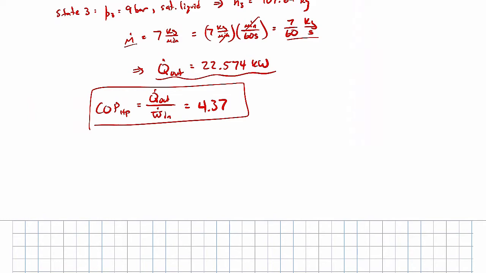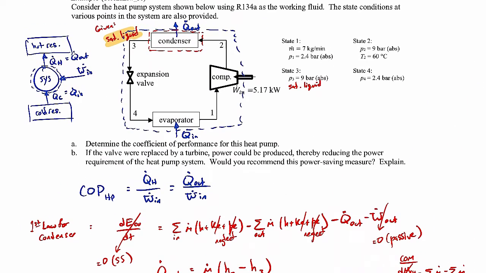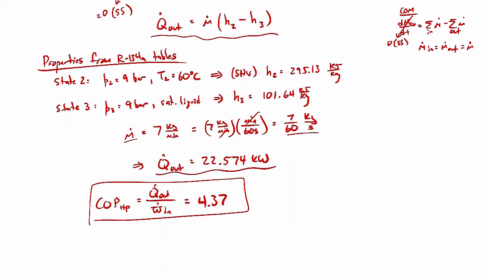Let me go back up to the problem statement. So we've done the coefficient of performance for the heat pump. Now what we want to do is replace the valve with a turbine. So the idea here is we're going to eliminate this valve, and then instead we're going to put a turbine here. I'll just redraw the system. So we've got a condenser here, Q dot out. What we're going to do is we're going to have a turbine here.